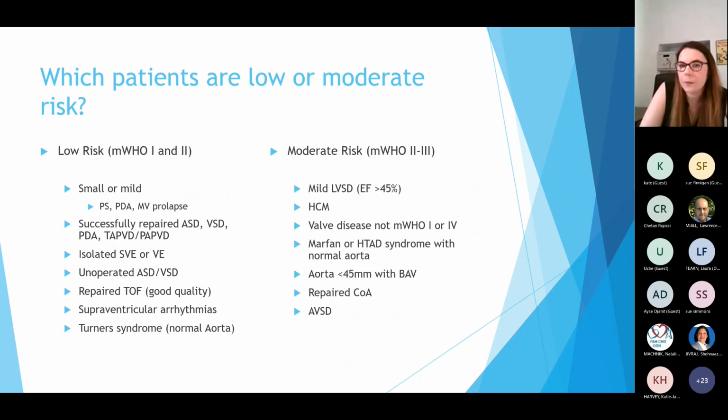Those that are deemed to be moderate risk are those in the modified WHO class 2 to 3, and these include mild left ventricular systolic dysfunction, hypertrophic cardiomyopathy, valve disease that is neither low risk or high risk, Marfan's and hereditary aortopathies with the normal aorta, repaired coarctation of the aorta, and atrioventricular septal defects.